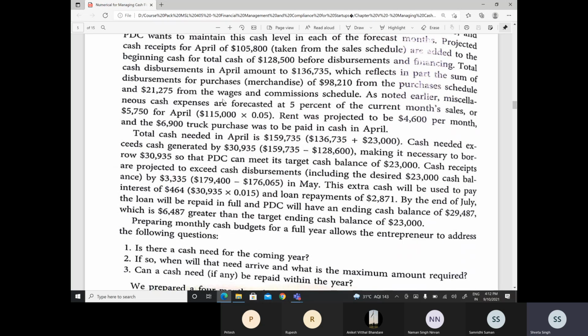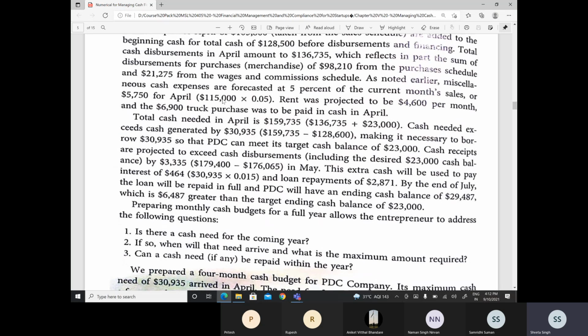Total cash disbursements in April amount to 136,735, which reflects in part the sum of disbursements for purchases of 98,210 from the purchases schedule and 21,275 from the wages and commissions schedule. As noted earlier, miscellaneous cash expenses are forecasted at 5% of the current month's sales, or 5,750 for April, which is nothing but April sales times 5%. Rent was projected to be 4,600 per month and the 6,900 truck purchase was to be paid in cash in April.